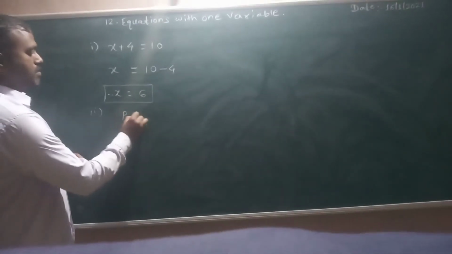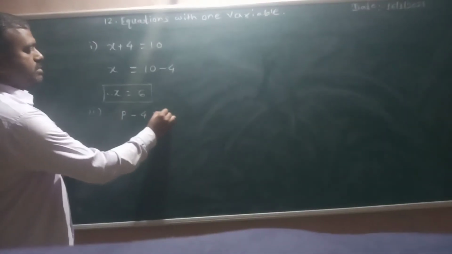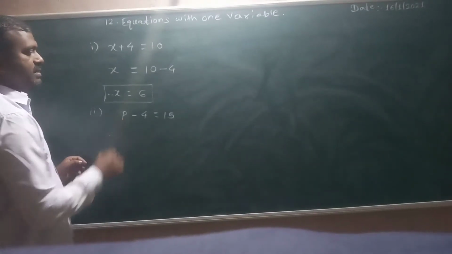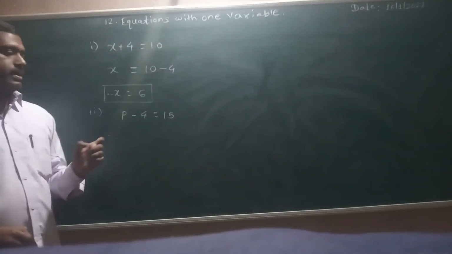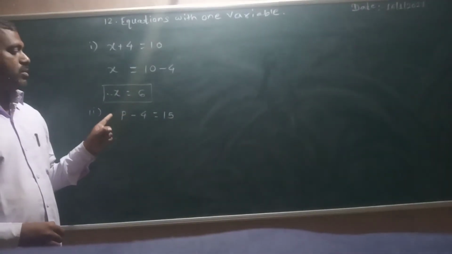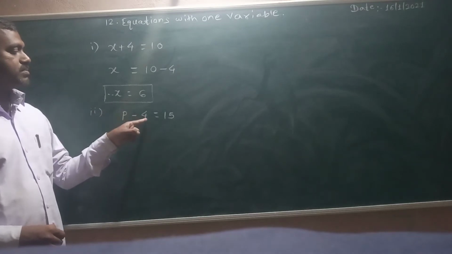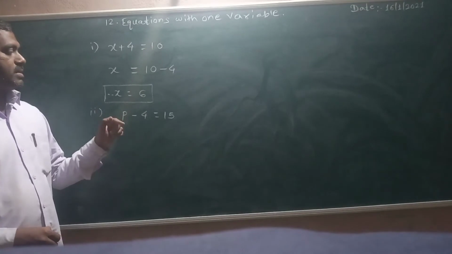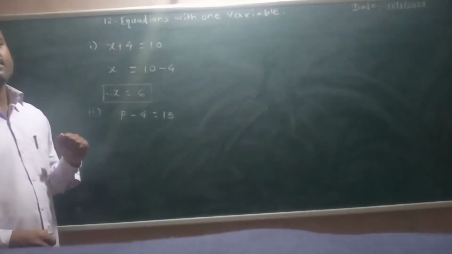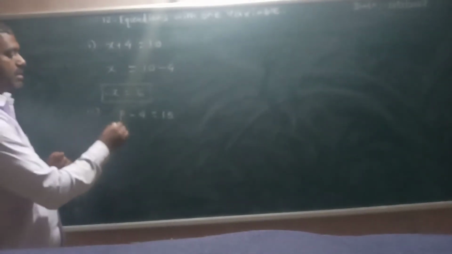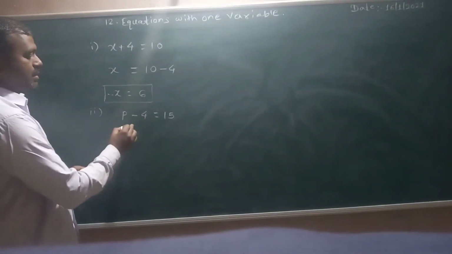Also see one more example. P minus 4 is equal to 15. In this example, what we have to do here, from which number 4 is subtracted to get 15. Which number? Here answer is 19. See how it is, the solution of this equation is 19.